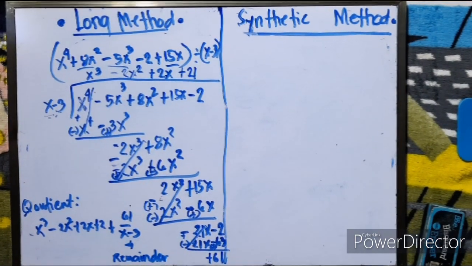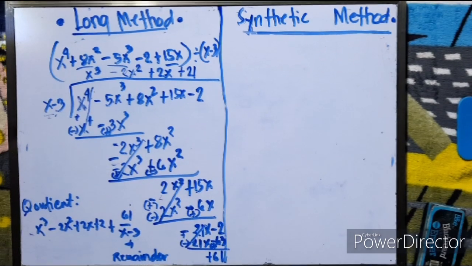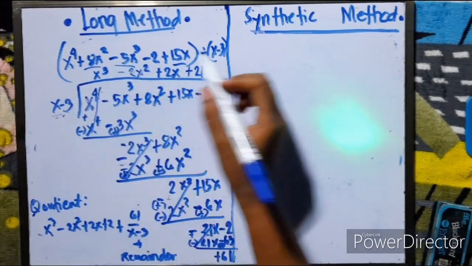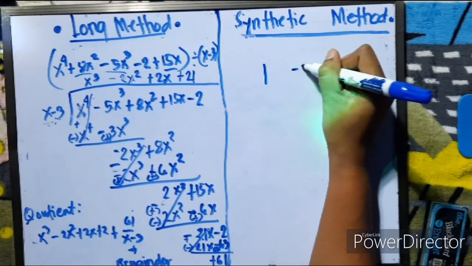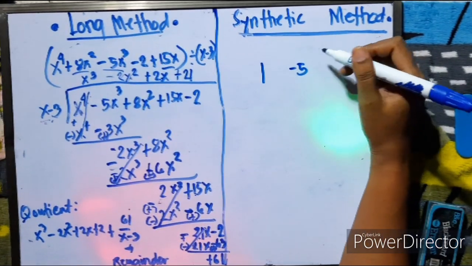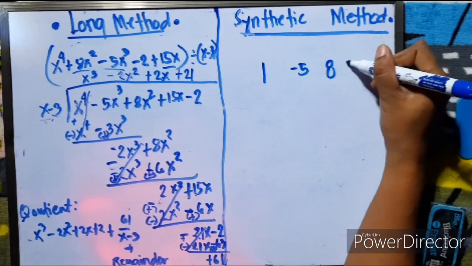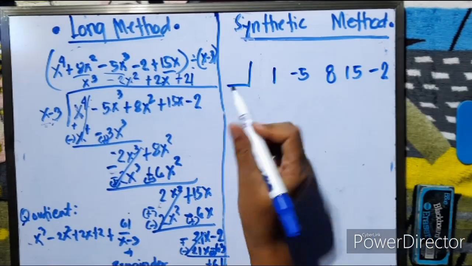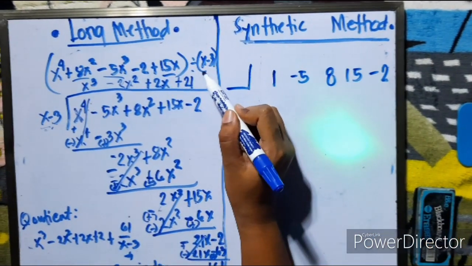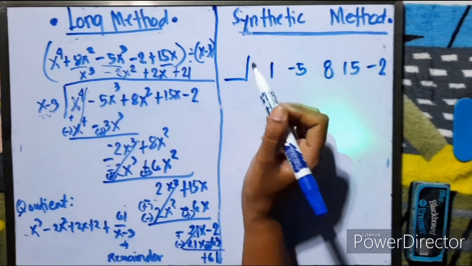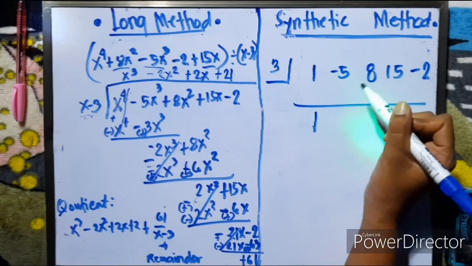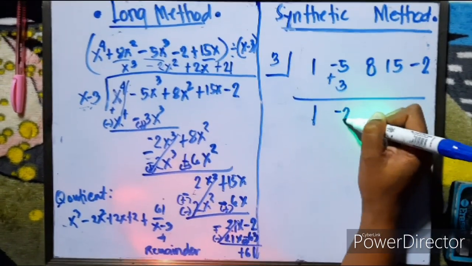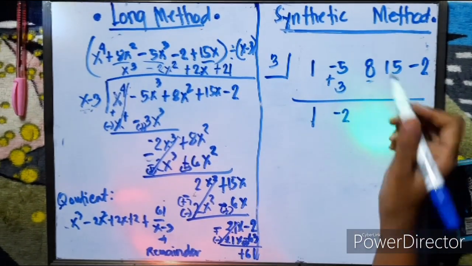Let us check if we can arrive at the same answer through the synthetic method. You are going to get the coefficient of x to the power of 4, which is 1. Then negative 5, the coefficient of x cubed. The coefficient of x squared is 8, followed by 15 and negative 2. Here, our divisor is x minus 3, so the zero of that is positive 3. Bring down 1. 1 times 3 is 3. Add. That is negative 2. Negative 2 times 3, that is negative 6.